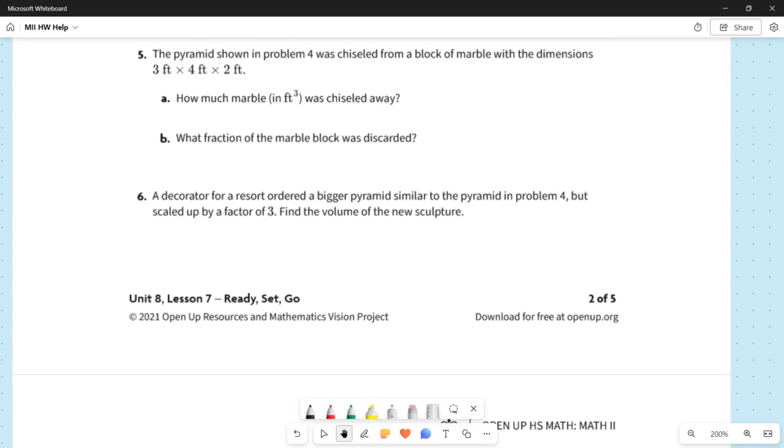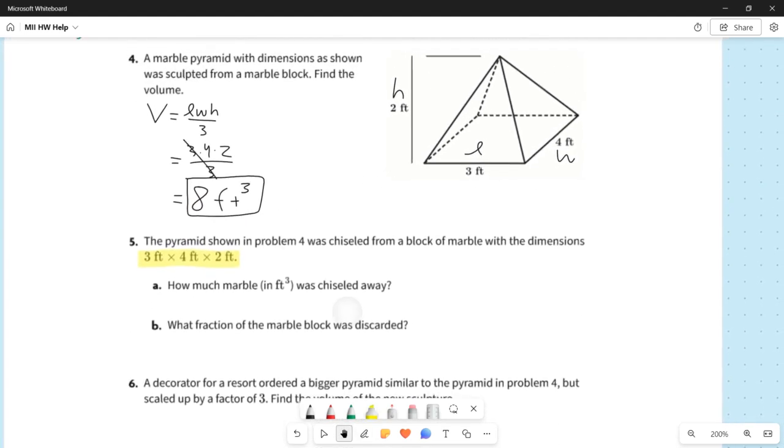Question 5. The pyramid shown in problem 4 was chiseled from a block of marble with the dimensions of 3 feet by 4 feet by 2 feet. So they're giving us the dimensions of the block that this pyramid came from. Maybe I'll scroll back up so we can look at the pyramid again. So this pyramid came from a block, and the original block was 3 by 4 by 2. I'm actually going to try to draw it.